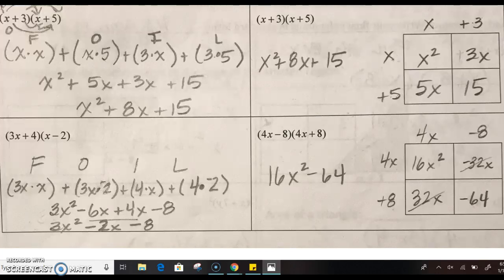And then 4 times negative 8 is negative 32, so this is negative 32x. And then down here, 8 times 4x is positive 32x. And then 8 times negative 8 is negative 64. So again, combining these two terms on the diagonal, you can see that they are opposites. So this time they cancel. And what I'm left with is just 16x squared minus 64.